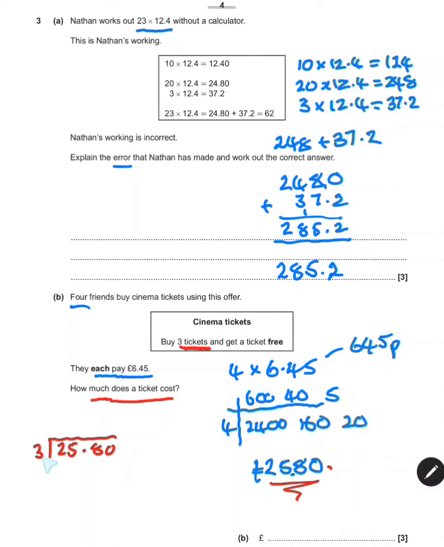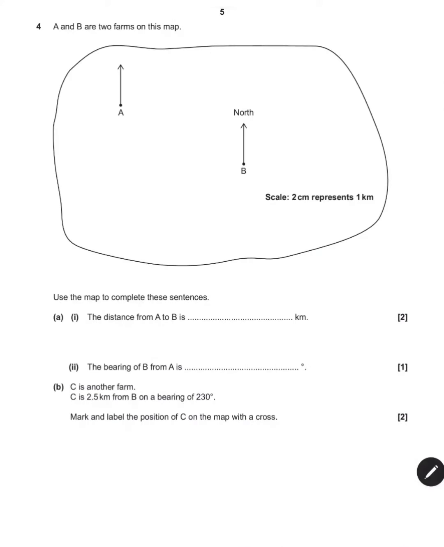Use my bus stop method. 3's into 2 is 0. 3's into 25 is 8. Remainder 1. 3's into 18 is 6. And 3's into 0 is 0. The cost of 1 ticket is £8.60. Question 4. We've got a map with 2 farms on it, A and B.